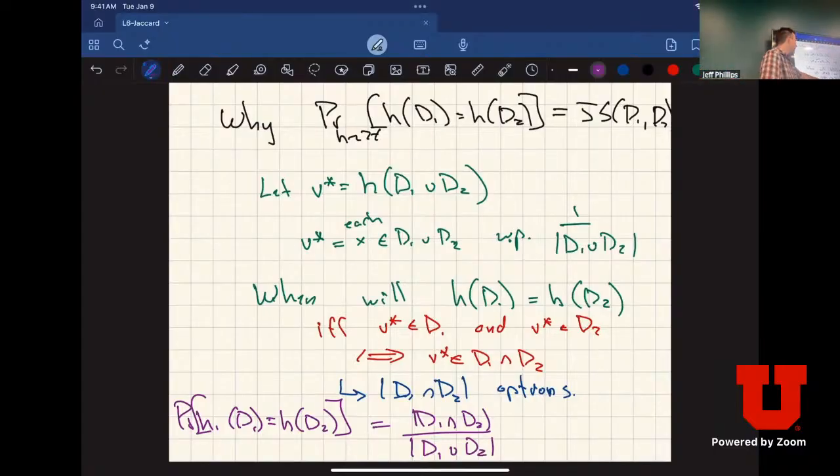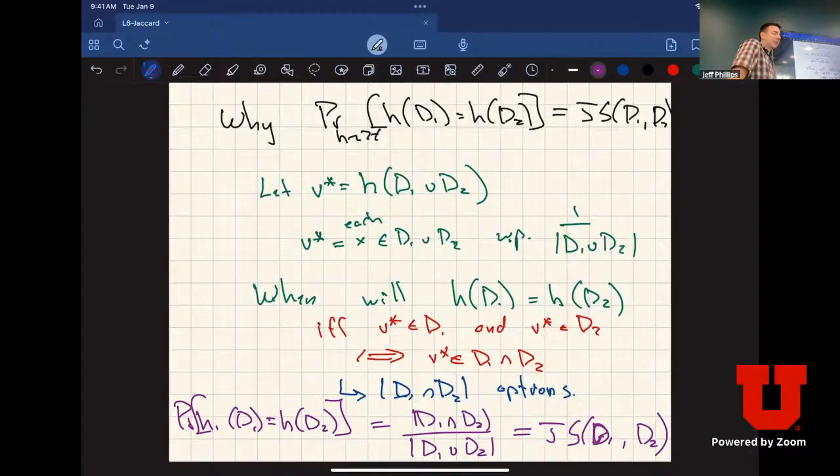Right? So it happens if I select one of the things in the intersection. The cardinality of the intersection is how many options I have. Each one is chosen with probability 1 over the cardinality of D1 union D2. Okay, I add these all up by the law of total probability, and I get this equation, which is exactly the Jaccard similarity between D1 and D2. Okay, so this magical property is why minHashing gives me exactly the Jaccard similarity.